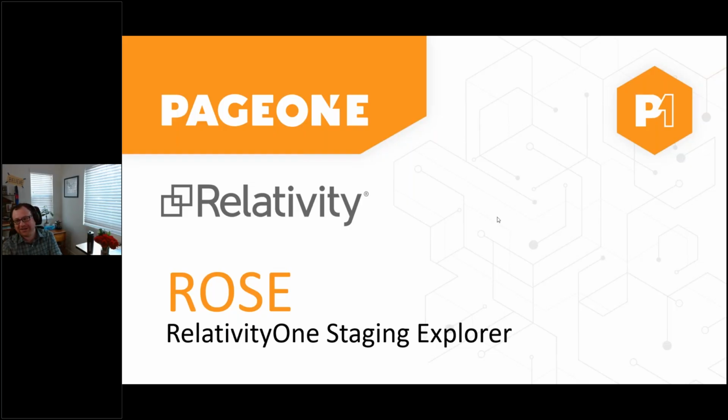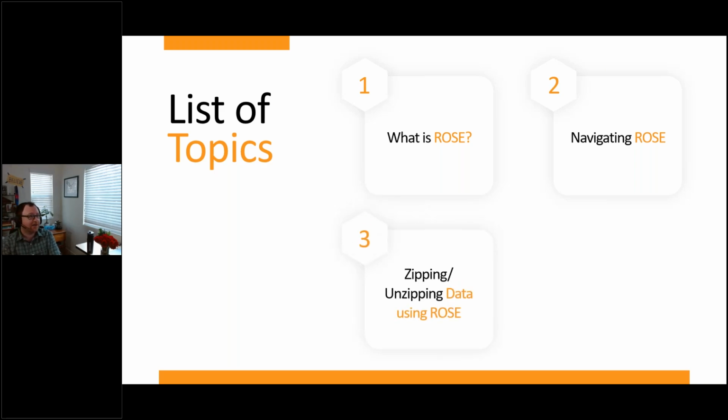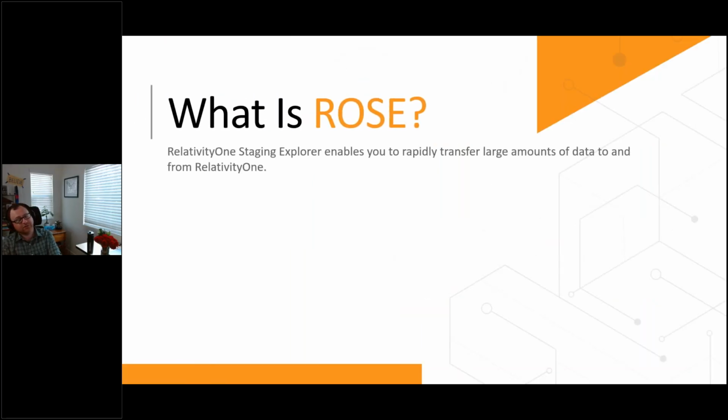So with that, we're going to go ahead and jump into the topic because, of course, this is 15 minutes. So first up, what are we going to talk about today? Of course, we're going to talk about ROSE, how to navigate ROSE, unzipping and zipping data, and then also the best practices. So let's start with what is the RelativityOne Staging Explorer.